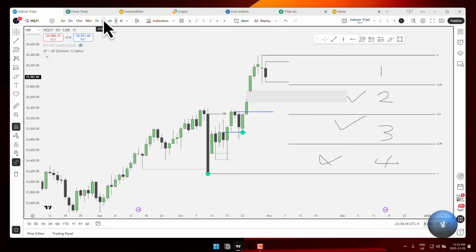I don't need to go to the 4-hour chart yet. I'm looking at a scenario and a case study for the entirety of the next month. So this isn't just a daily bias or session bias. It's a monthly bias. Now, this is how I break down price.